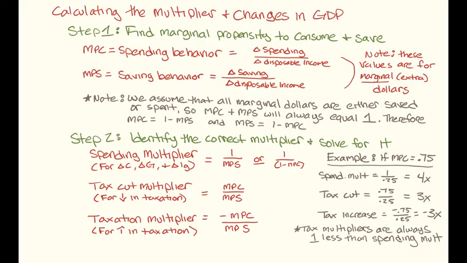So for example, let's say that the tax cut multiplier is 3. That means a $100 decrease in taxation would increase GDP by $300. But if your taxation multiplier was negative 3, that means a $100 increase in taxation would shrink GDP by $300. So they essentially work the same way. It's just that one's going to be a negative number because we're shrinking GDP, and the other is going to be a positive number because we're raising GDP.